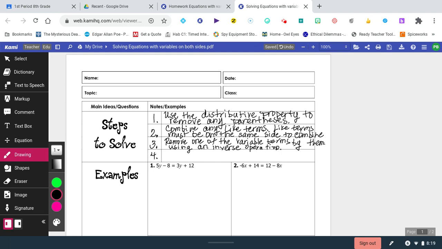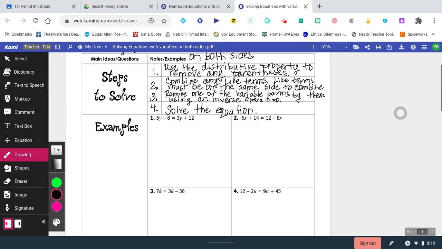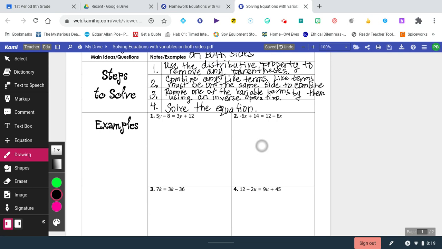And then lastly, you're going to solve. You're going to end up with a two-step equation in most cases, but we're just going to solve the equation the way you normally would, okay? Let me go up here and title this. This is solving equations with variables on both sides. All right, so let's take a look at an example. I happen to have to draw in the line to separate the left side from the right side.